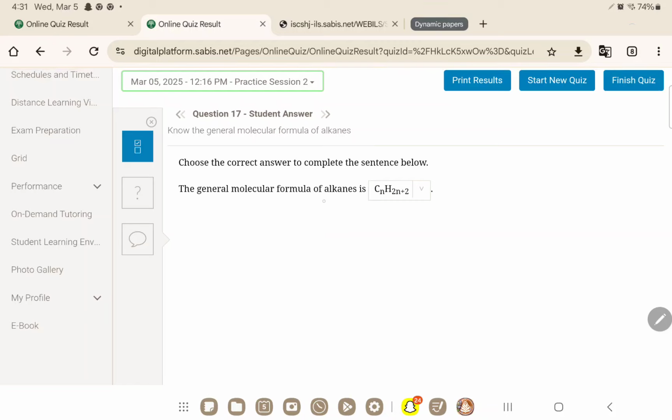Now, the general molecular formula for alkanes, we already said this, is CnH2n+2. I don't know why they're repeating this. And for alkenes, it's CnH2n.